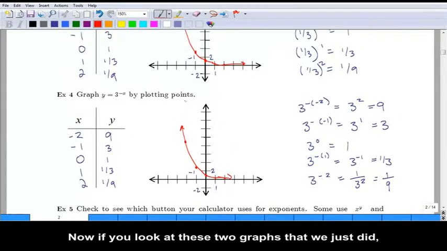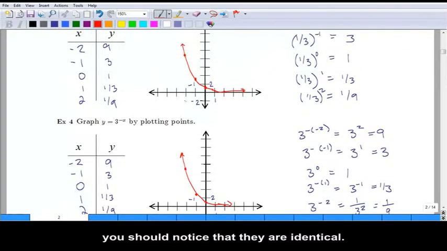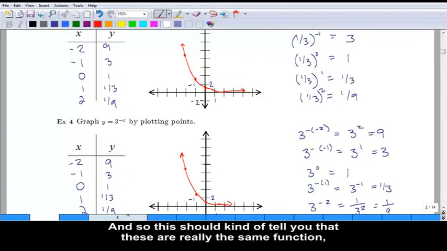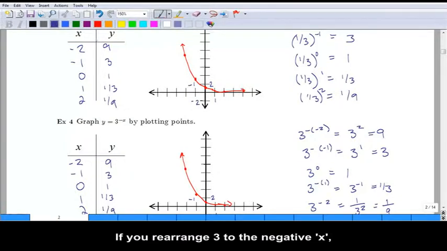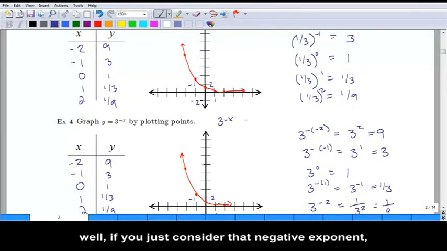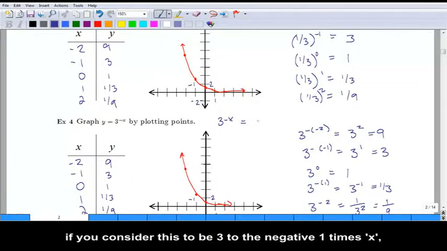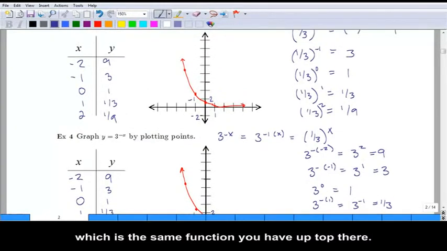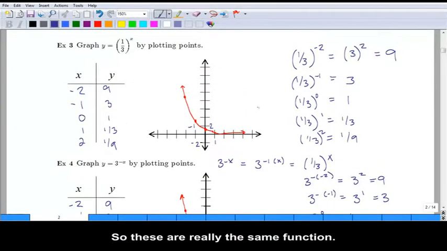Now, if you look at these two graphs that we just did, you should notice that they are identical. The values that we put out are exactly the same. The graph is exactly the same if we've done it correctly. And so this should tell you that these are really the same function, which makes sense. If you consider 3 to the -x as 3 to the -1 times x, then 3 to the -1 is really 1/3 to the x, which is the same function you have up top there. So these are really the same function.